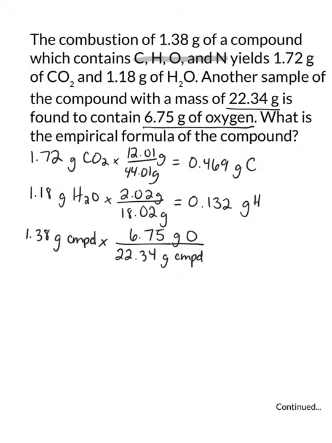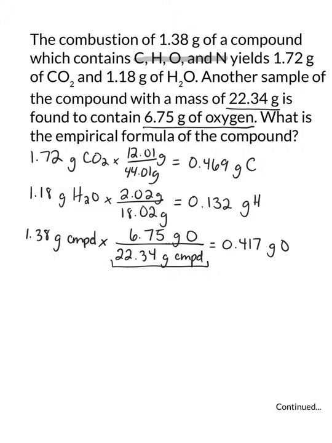So if I had 6.75 grams of oxygen in this 22.34 gram compound using ratios, how much oxygen is that going to be in my 1.38 grams? So 1.38 times 6.75 divided by 22.34, that is going to give me 0.417 grams of oxygen. Another way to think about this part is basically the same as saying, well, what percent of oxygen is in the compound, and then taking that percentage out of my 1.38 grams. You can do it that way too, whatever works.